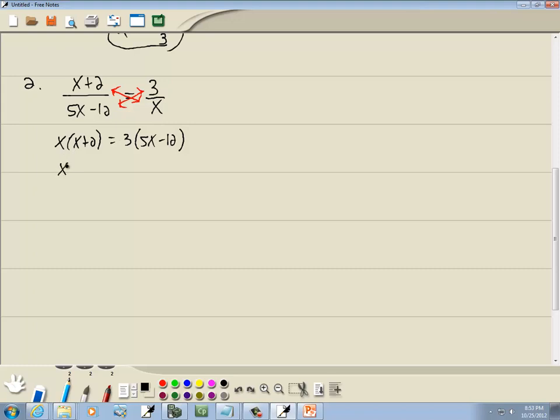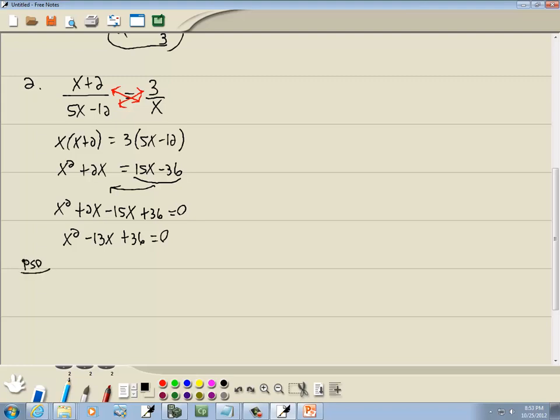Well, x times x is x squared. x times 2 is 2x. 3 times 5x is 15x. And 3 times negative 12 is negative 36. Now to solve this one, we have an x squared, so we want to get everything on one side and 0 on the other. I'm going to take the 15x minus 36 to the left side, and we've got x squared plus 2x. The 15x becomes negative 15x, and negative 36 becomes positive 36. Combine like terms: 2x minus 15x is negative 13x plus 36 equals 0.